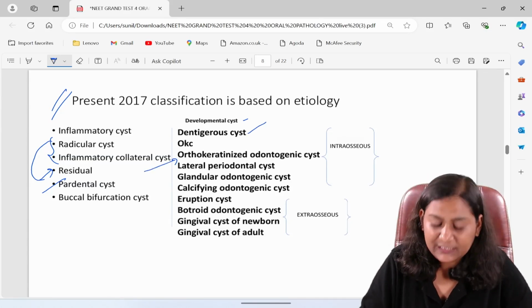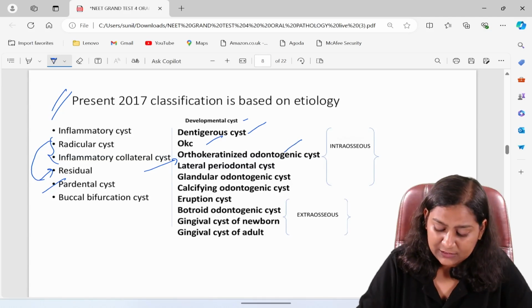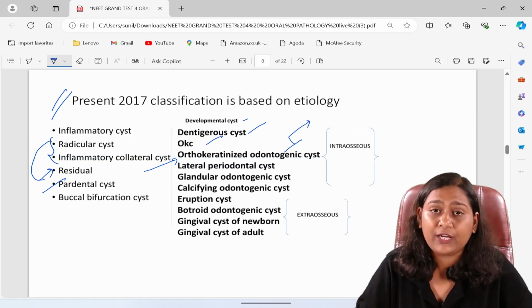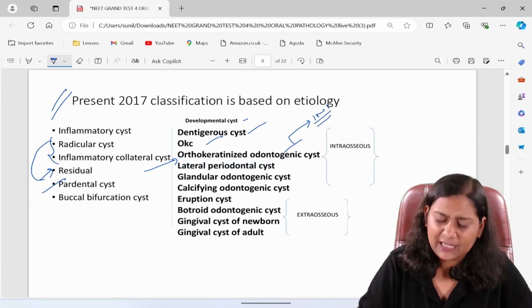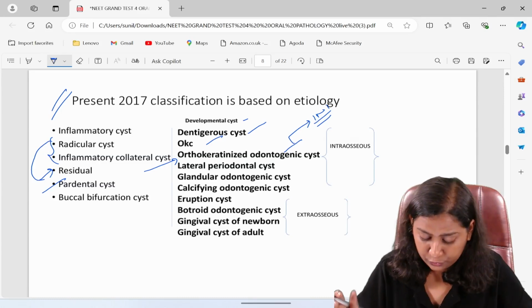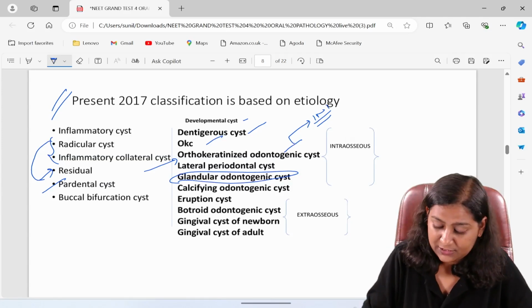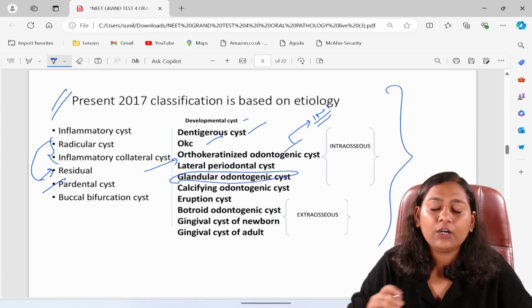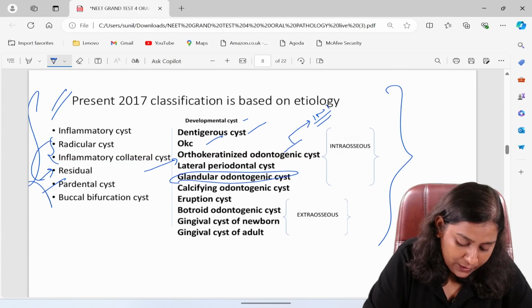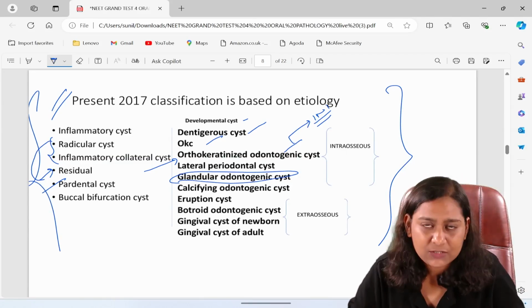So we have dentigerous cyst, OKC, orthokeratinized odontogenic cyst. They have been asking orthokeratinized odontogenic cyst also very frequently in past INI papers. In the past 3 INI papers you will see questions from orthokeratinized odontogenic cyst. Glandular odontogenic cyst, so this year they had asked a question on the glandular odontogenic cyst. Mark my words, all your questions from the cyst will be from this that has been provided to you in your live class or in your notes.